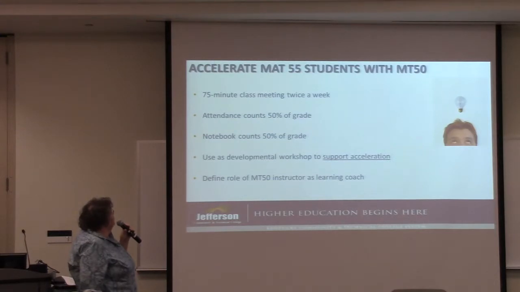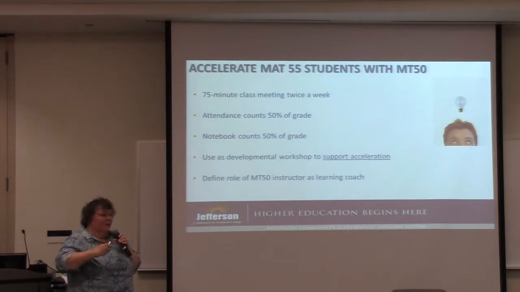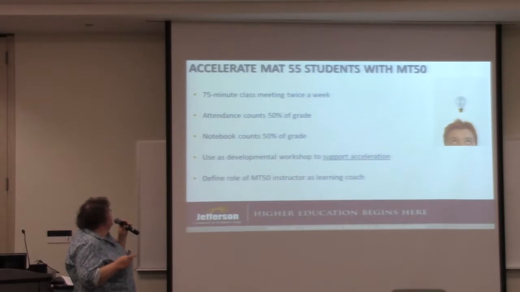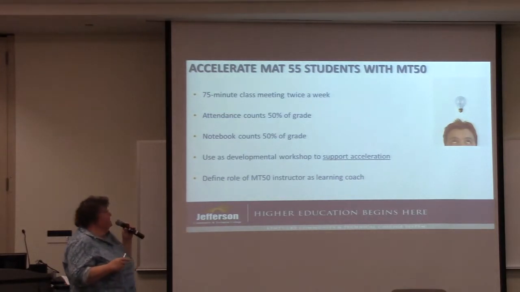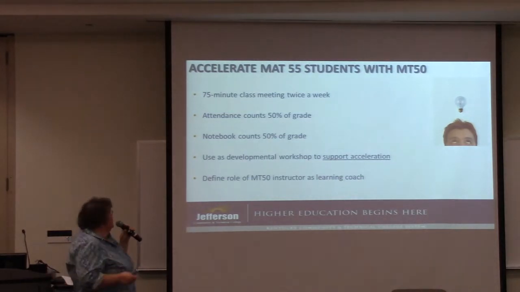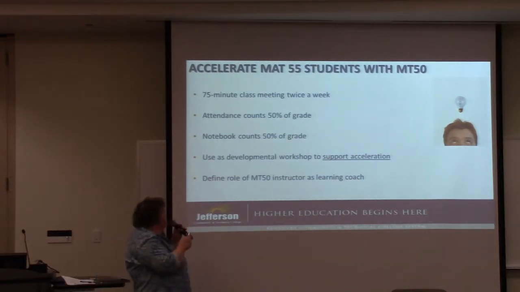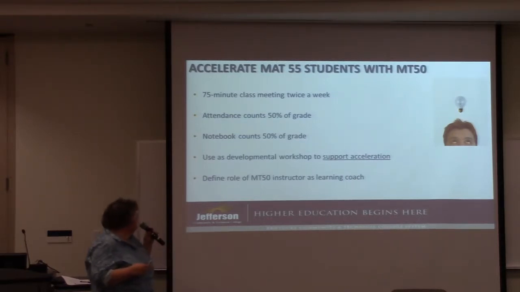So here's our idea: to take these Math 55 students and put them into 6.5, but with this developmental workshop, Math 50. This is a 75-minute class, which meets twice a week prior to their Math 6.5 class. The attendance counts 50% of the grade. The notebook counts 50% of the grade. And notice that I've underlined that this developmental workshop is to support the acceleration. This isn't where we lecture content. This is where we support the student. We teach them how to be better students.